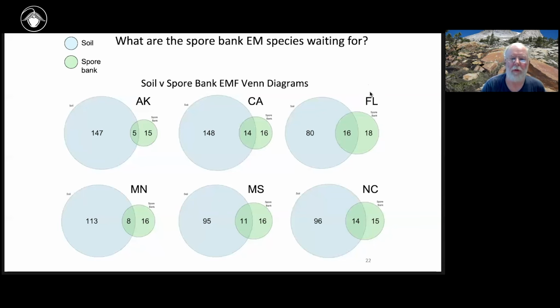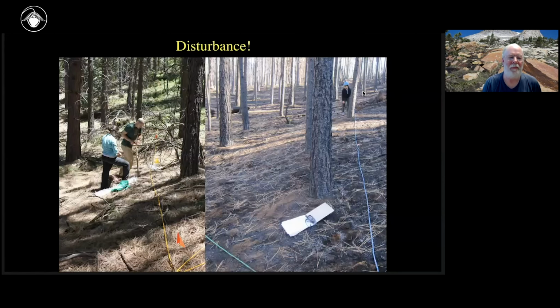So if we go back to this, we could ask the question, what are the spore bank species waiting for? Why aren't they active? And the answer is disturbance.